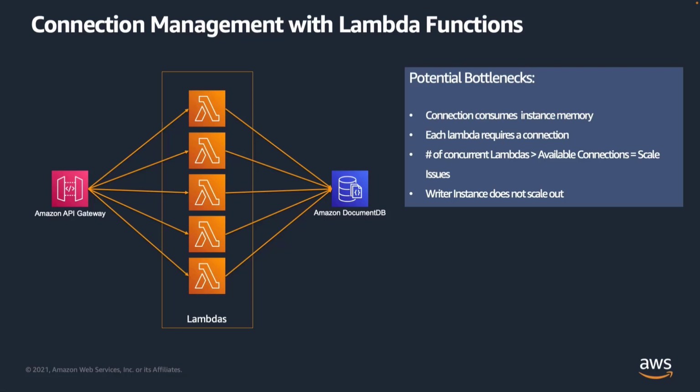Also, with your writer instance, you don't have the ability to scale out. The only way you can allow more concurrent write connections is by scaling up, which we saw you can do up to 16x large, which is the largest instance size available, which currently can support up to 30,000 connections concurrently.